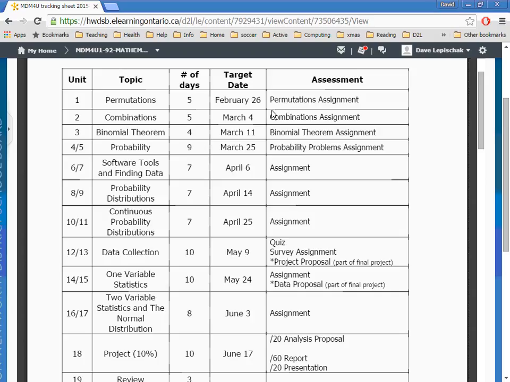Okay. So where we start off is we start off with some probability stuff, permutations, combinations, and then into the binomial theorem for the first approximate 3 weeks of the course.